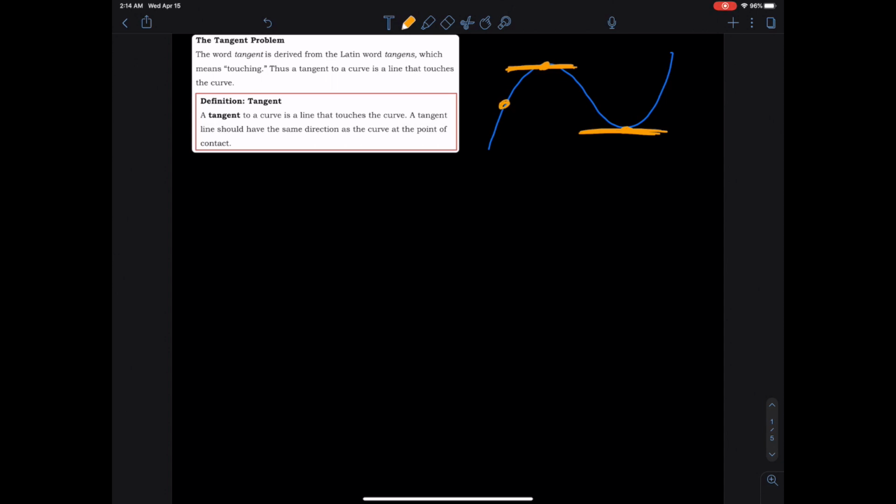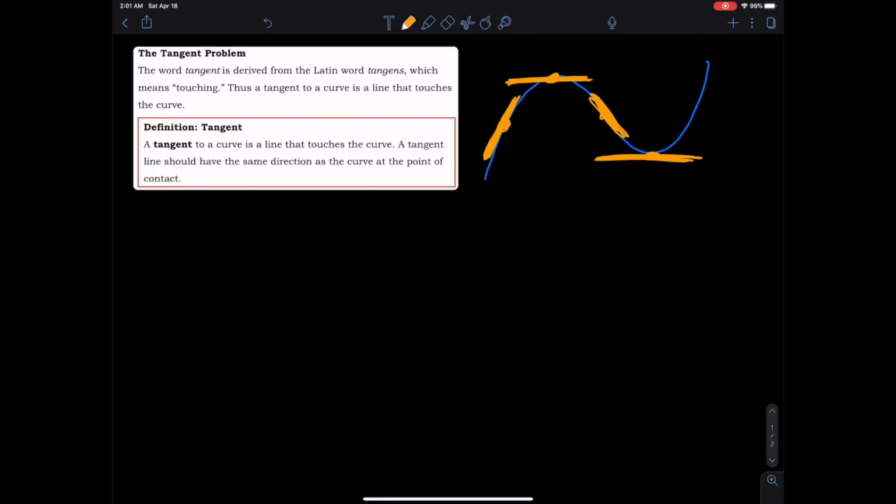If you take a point right here, what is the tangent line? The tangent line looks like this. It's a line that touches the curve one time at this point. And if you take a point right here, this is the tangent line. It's a line that touches the curve one time. At this point, what is the slope of this tangent line? The slope of this tangent line is positive because the line is increasing. The slope of this tangent line is negative because the line is decreasing.